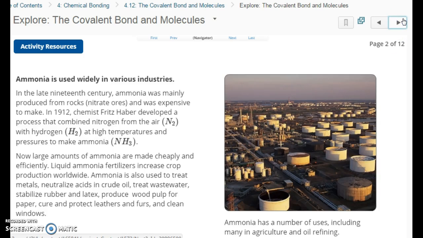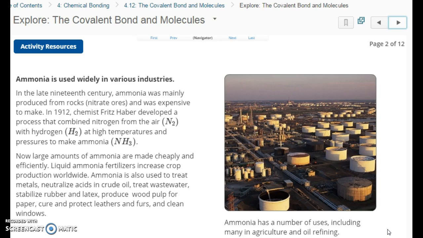Ammonia is widely used in various industries. Ammonia has a number of uses, including many in agriculture and oil refining. In the late 19th century, ammonia was mainly produced from rocks, specifically nitrate ores, and was expensive to make. In 1912, chemist Fritz Haber developed a process that combined nitrogen from the air, which was N2, with hydrogen, H2, at high temperatures and pressure to make ammonia, NH3. Now large amounts of ammonia are made cheaply and efficiently.